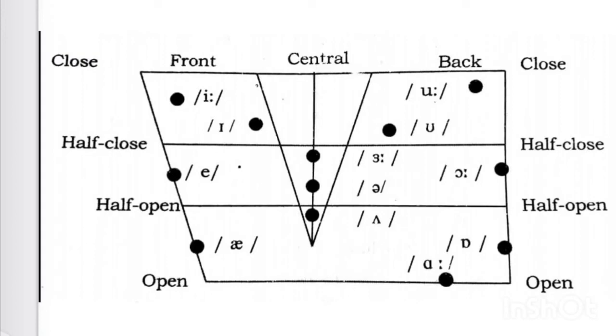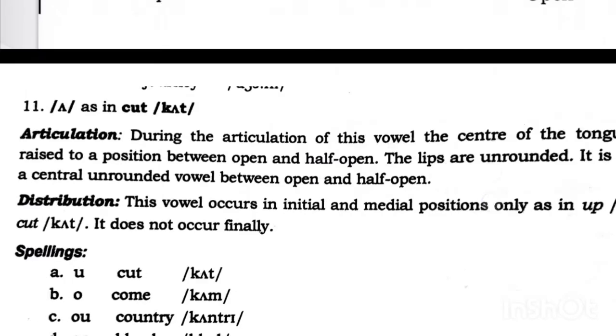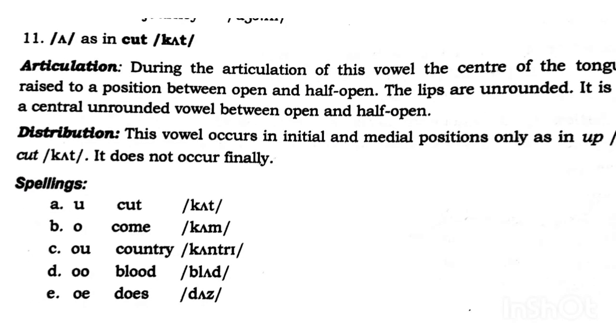Coming to open and half open position, we are continuing. The lips are unrounded. It is thus a central unrounded vowel between open and half open. Distribution: this vowel occurs in initial and medial positions only, as in up. See, up: initial position, cut: medial position. It does not occur finally.